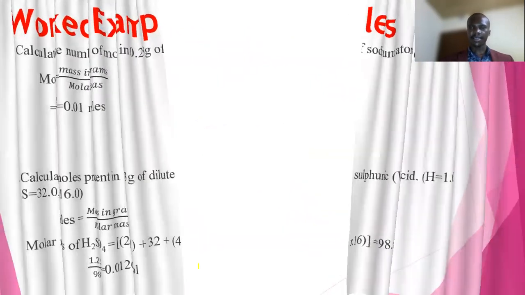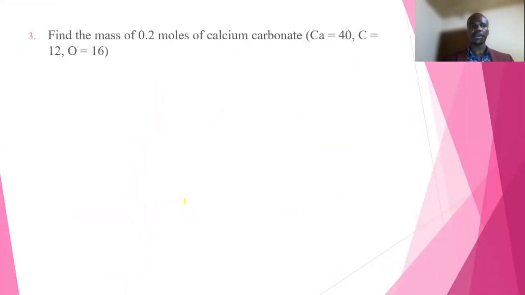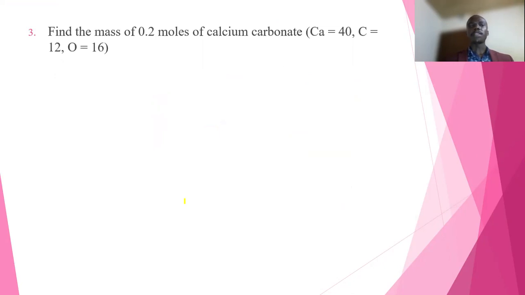Let's see another one now. Here we want to now get the mass. Find the mass of 0.2 moles of calcium carbonate. So first of all, ensure you know how to write the compound of calcium carbonate. So calcium is written like that. Then a carbonate, you know, calcium has a valency of 2 positive.